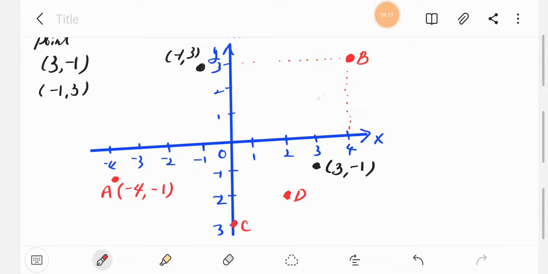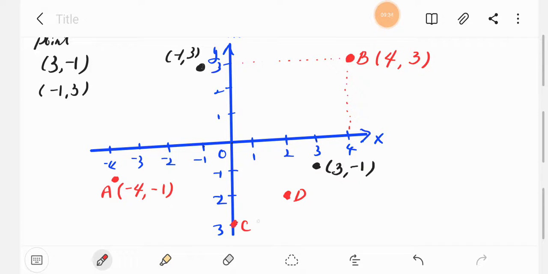In order to get here horizontally, we moved 1, 2, 3, 4 to the right. So 4 is the x coordinate, and for the y coordinate we moved 1, 2, 3 up. So the y coordinate is 3.